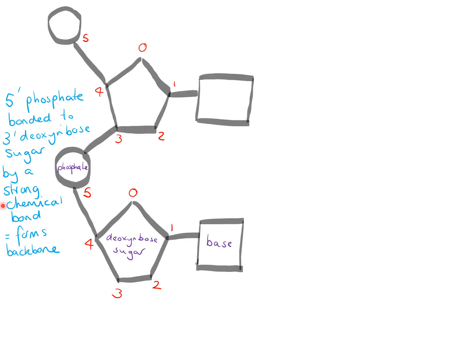So I've gone ahead and I've added another DNA nucleotide to this DNA, and we need to know how these DNA nucleotides are joined together. So we can see we've got our 5 carbon phosphate of our first DNA nucleotide, and it is joined to the 3rd carbon of the deoxyribose sugar of the next DNA nucleotide. And this bond is a strong chemical bond. This is what forms this really strong sugar phosphate backbone of our DNA.